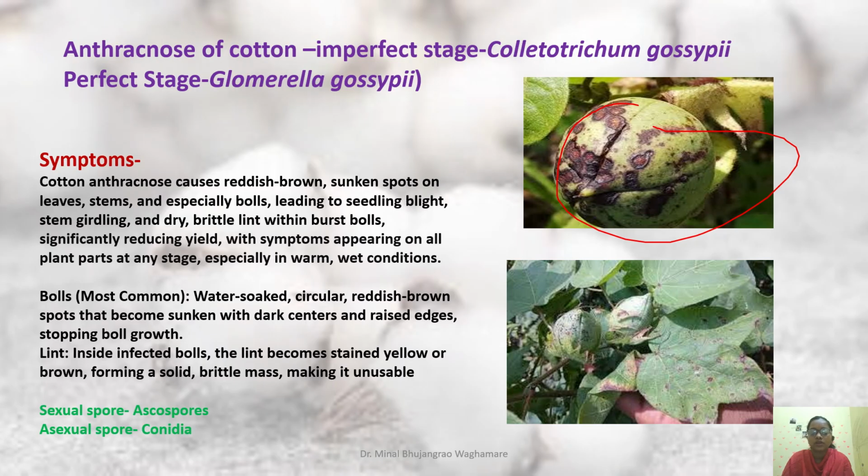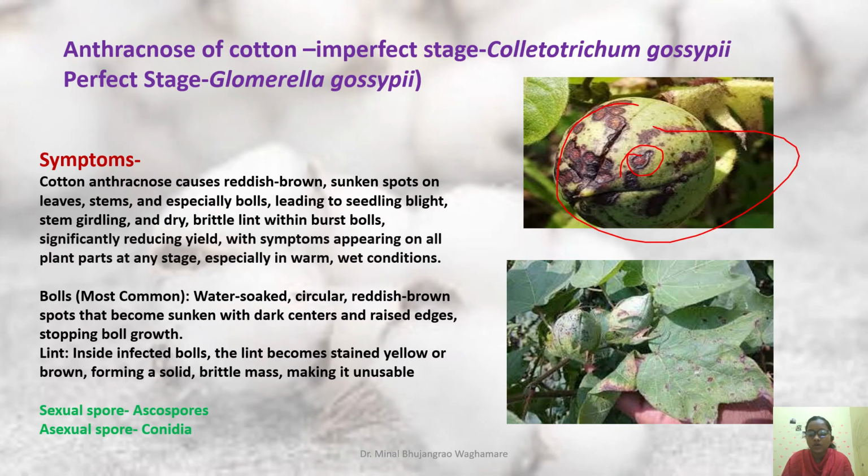Sunken spots appear on the plant and bolls with a dark center. We can see the dark center is present in this. Such spots are present on leaves, bolls, and stems, sometimes leading to seedling blight, stem girdling, and drying and brittle lint with burst bolls. In this disease, lint quality is damaged.